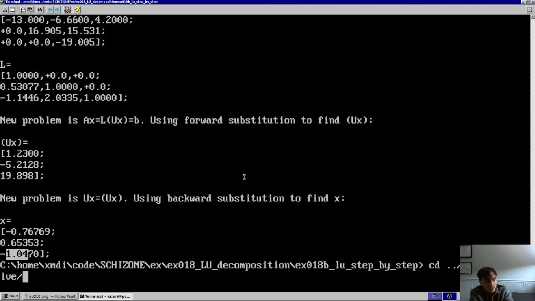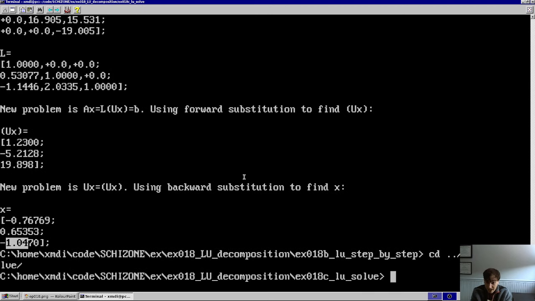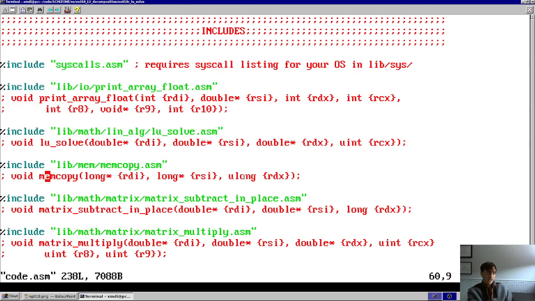Now, example C was a more compact approach, because you don't need to get all the intermediate steps all the time. It's a lot of work. So in this case, all we're doing is calling LU solve. Let's look at the code. This basically is a wrapper for everything else. It will do all the work, but you have to pass in everything.